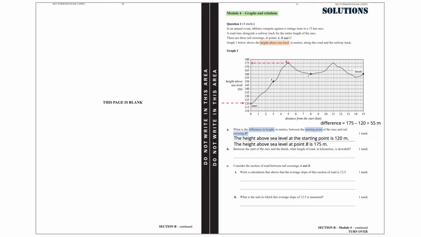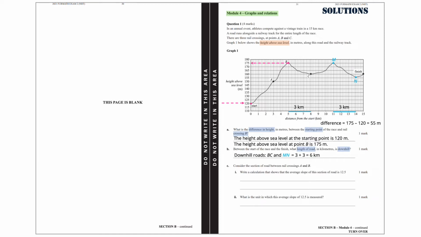Part B. Between the start of the race and the finish, what length of road in kilometers is downhill? The downhill roads are BC and MN. Both BC and MN are 3 kilometers long. Therefore, the downhill roads add up to 6 kilometers.